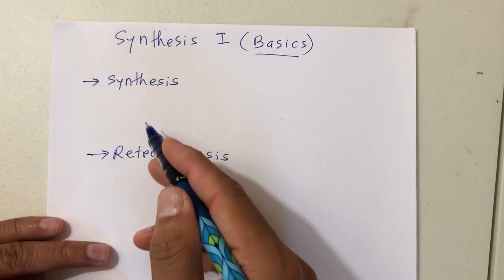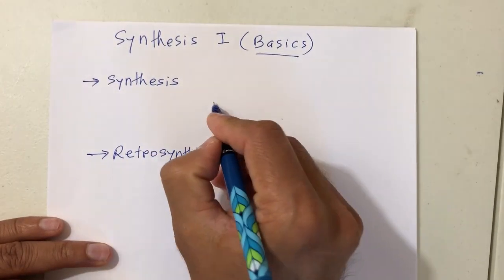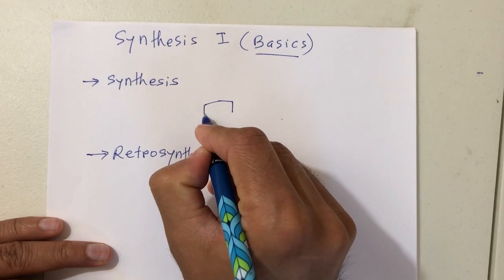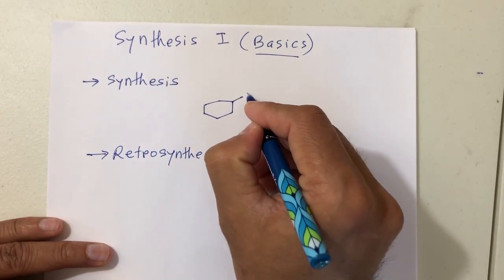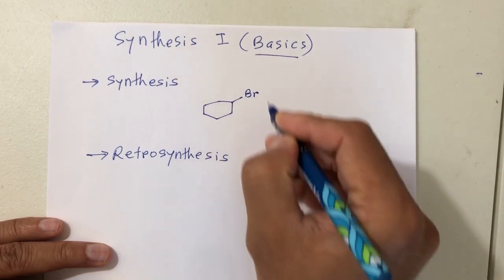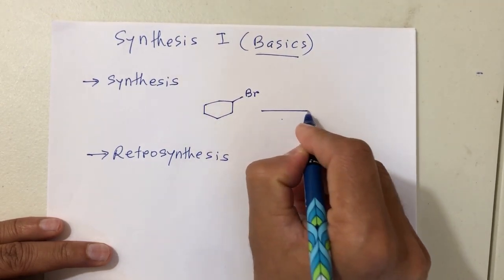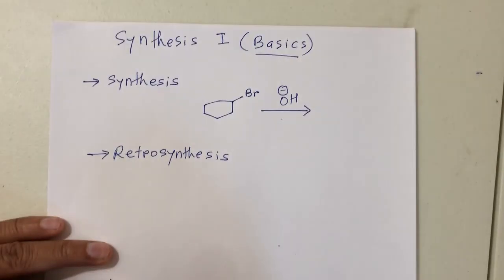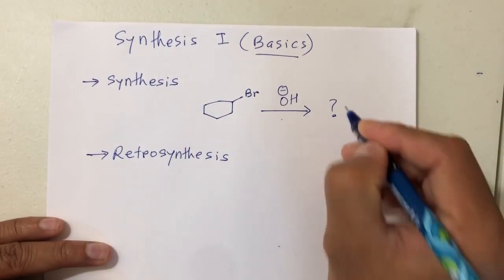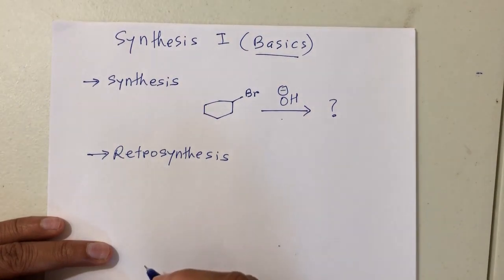So a normal synthesis, we've been doing this pretty much all the time anyways. Let's say you have the bromine, just your leaving group, and if you have the OH minus, right? And then you find the product, okay? So that's a normal synthesis, all right?